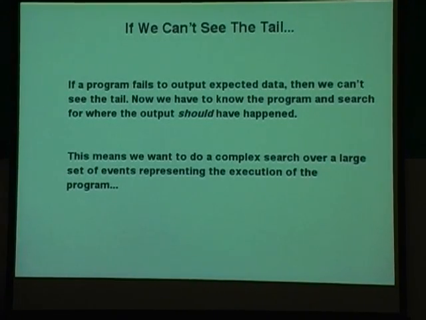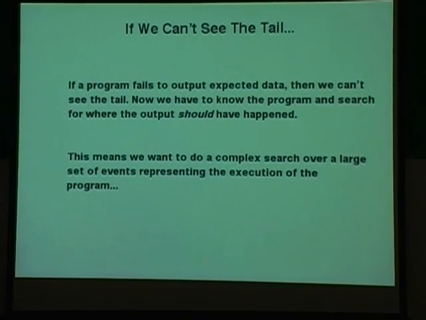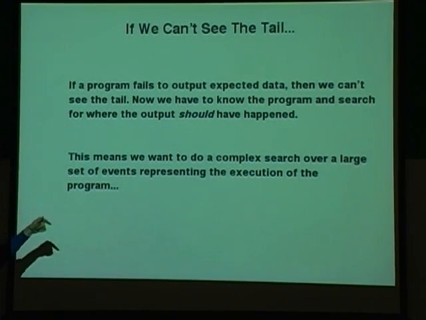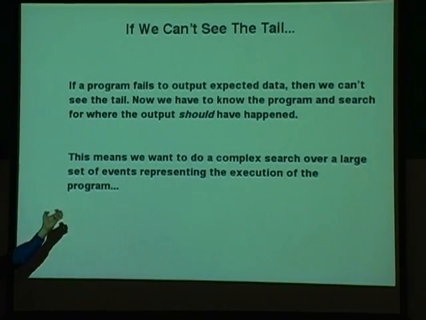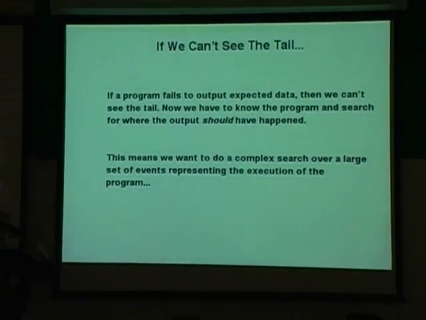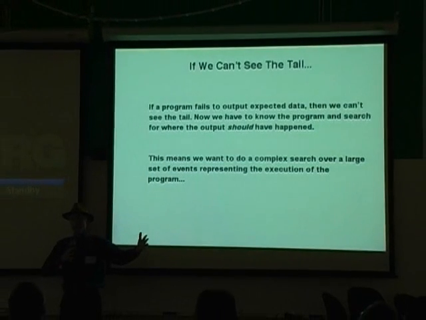If we can't see the tail, if the program fails not by putting out something we didn't want, but rather failing to output something, that is a different type of problem. That's not a snake in the grass problem. But it does mean that we know what we were expecting to have happen, and this is a type of bug which is much easier to debug going forward. I also have worked with complex searches over large sets of events. That is, find an event which matches some pattern. And we'll take a look at that in a moment.